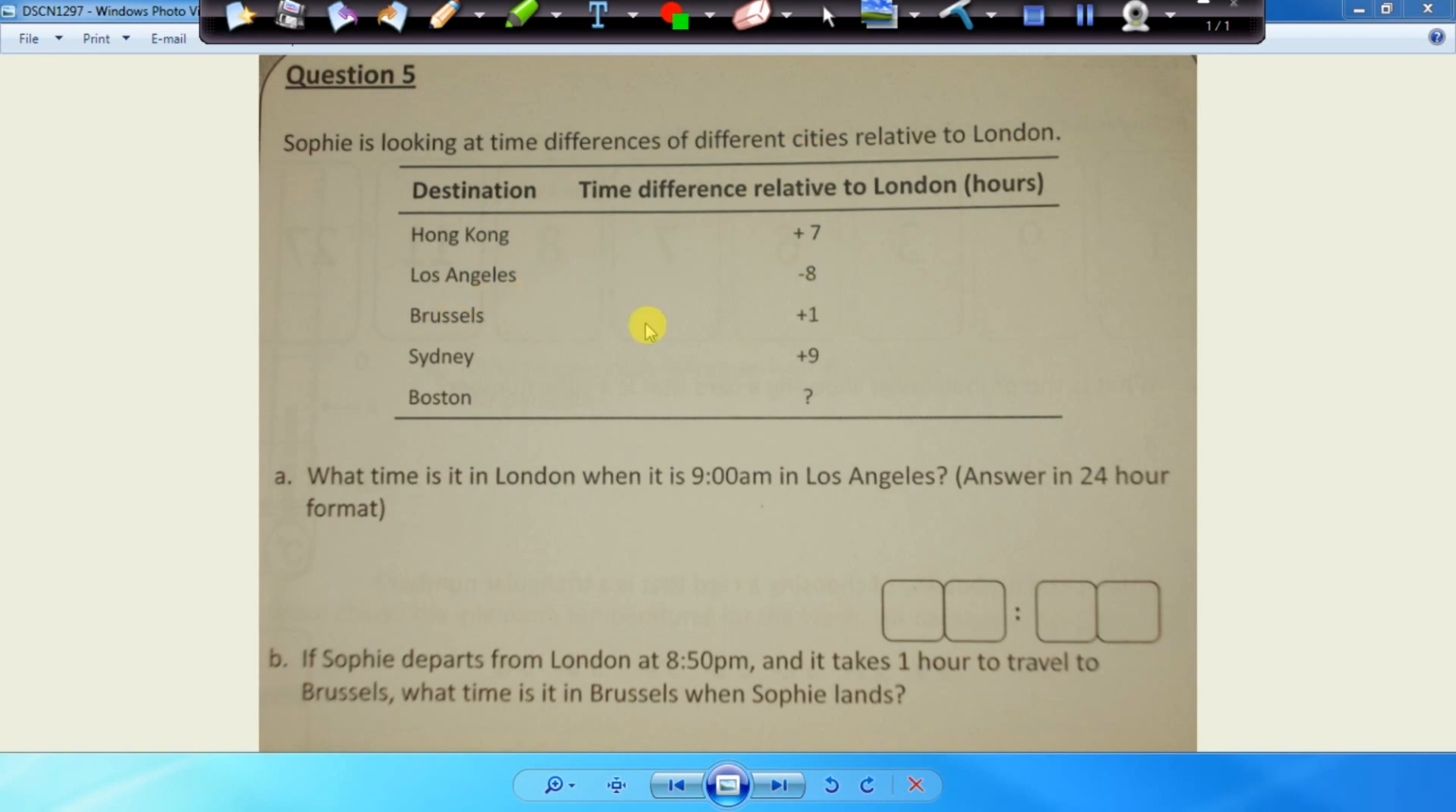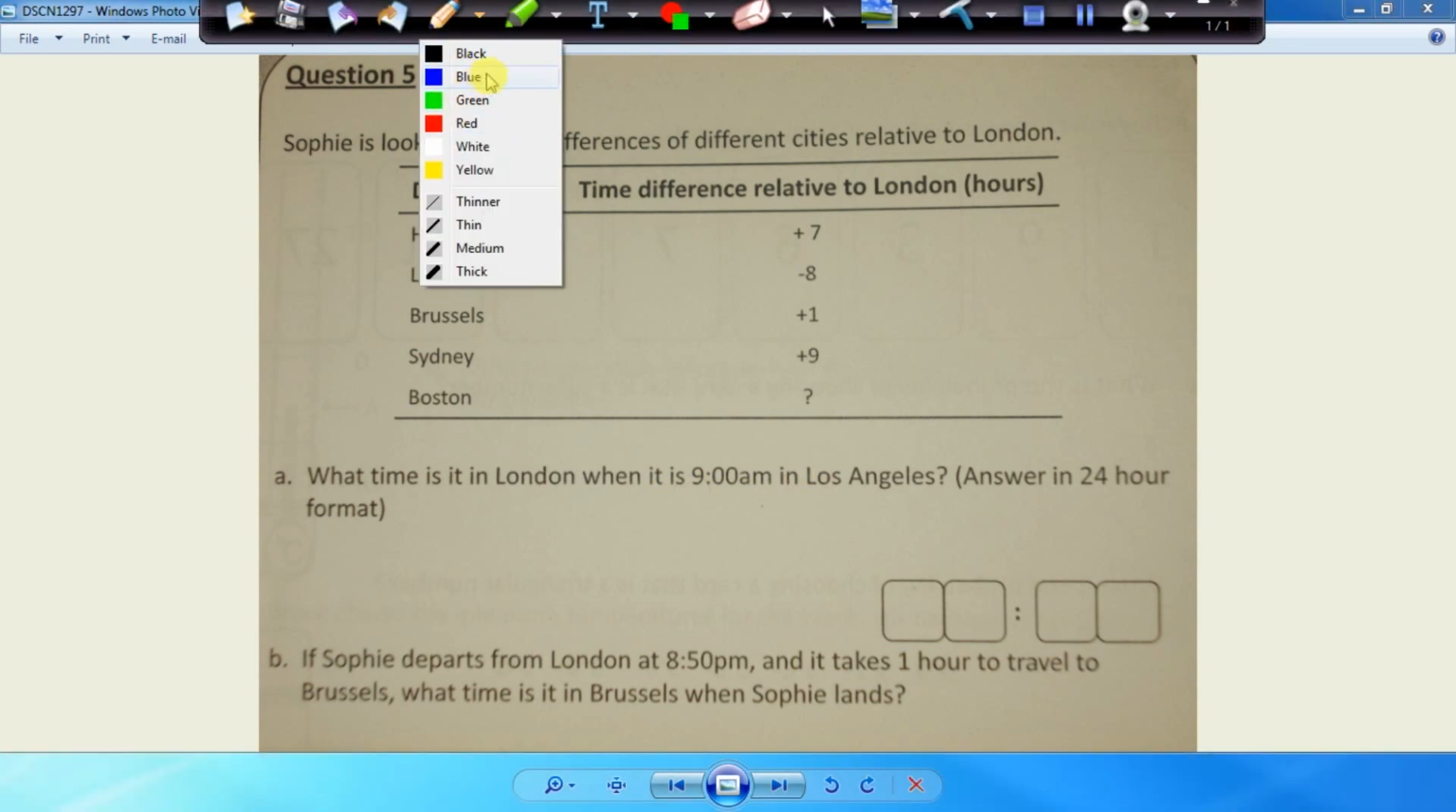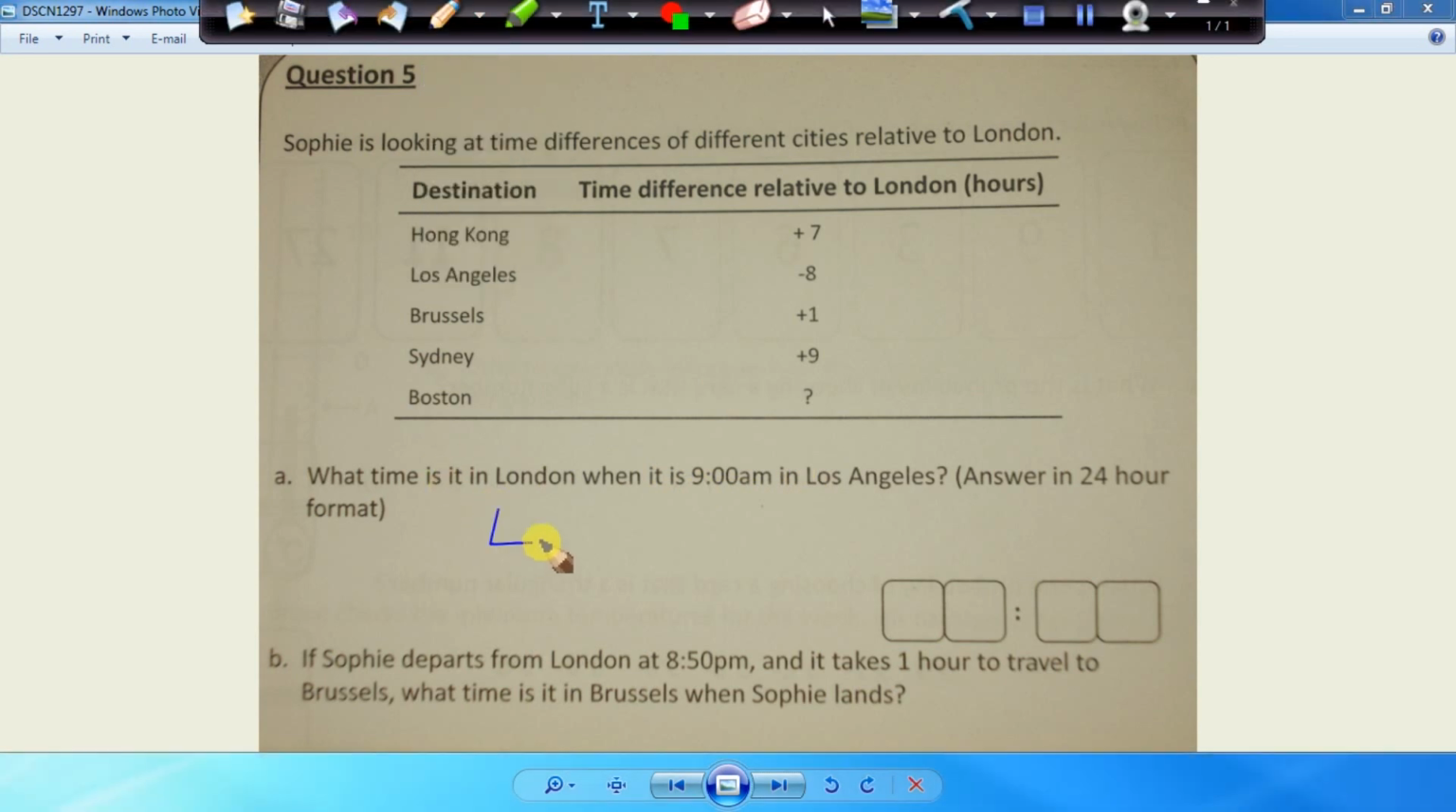Destination and how many hours difference. What time is in London when it is 9 o'clock in Los Angeles? So London, Los Angeles. 9 a.m. in Los Angeles. So Los Angeles is 8 hours behind London.